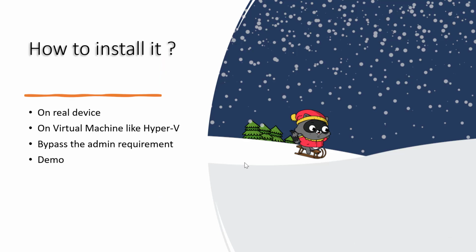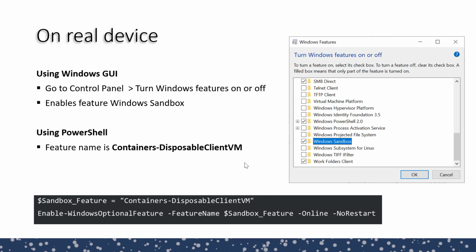Now, how to install Windows Sandbox? On a real device, you can use the Windows UI to install Windows Sandbox. Go to Control Panel, go to Turn Windows features on or off and enable the Windows Sandbox feature. You can also do this with PowerShell, in an automated way, with a cmdlet. The feature name for Windows Sandbox is Containers-DisposableClientVM. So just use the cmdlet Enable-WindowsOptionalFeature with the feature name, and the online and no restart parameters.